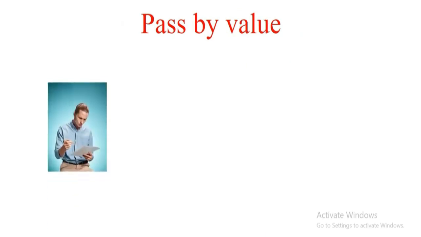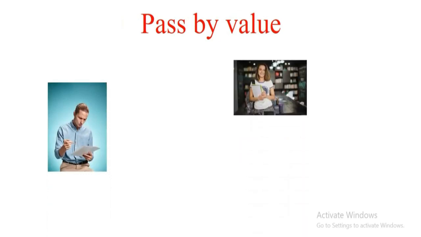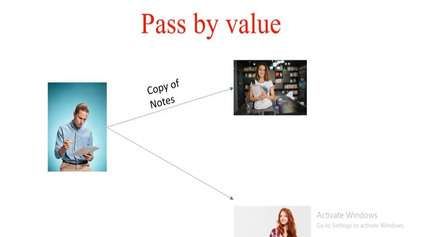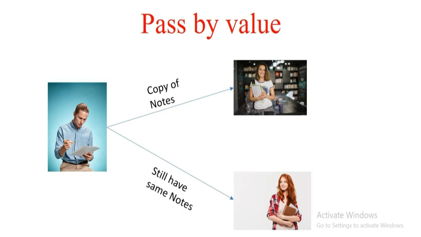Now second comes pass by value. Consider a situation, there is again a professor. Some students need the notes and the professor provides a photocopy of the notes. What will happen? Even if the student destroys the notes completely, the professor still has the original copy and can still provide photocopies to the other students. So this is pass by value.